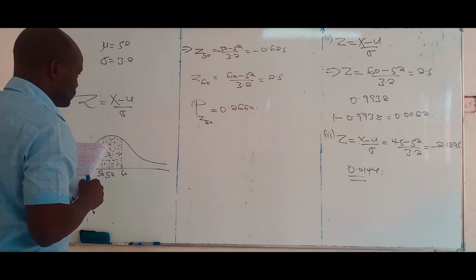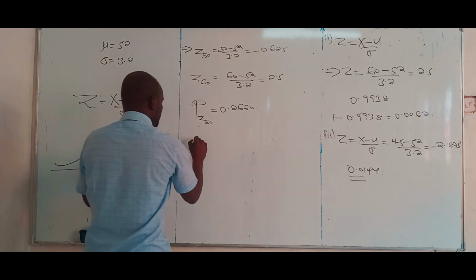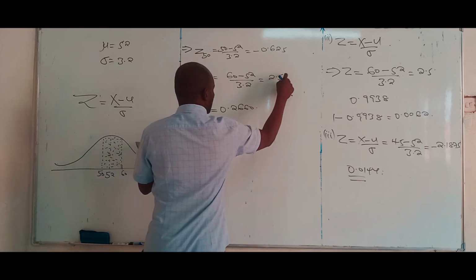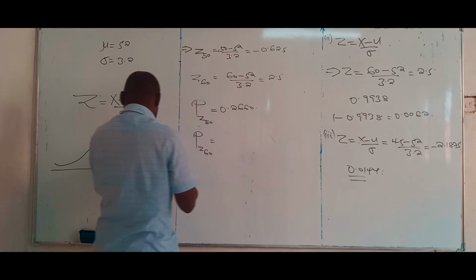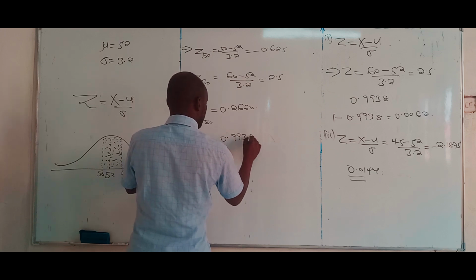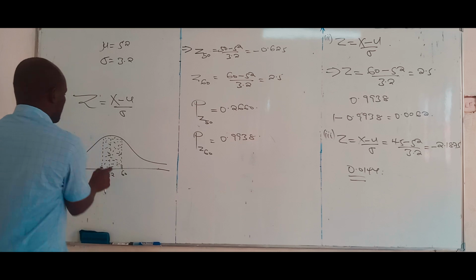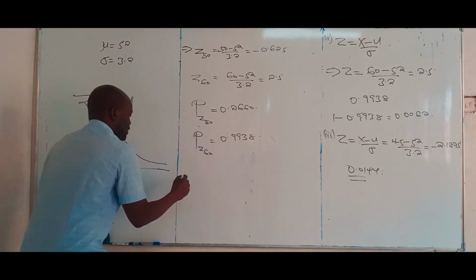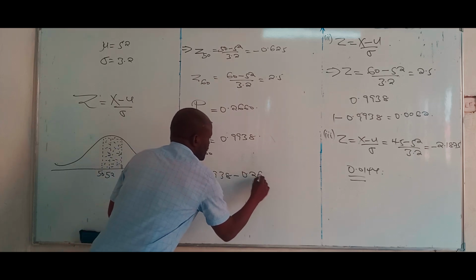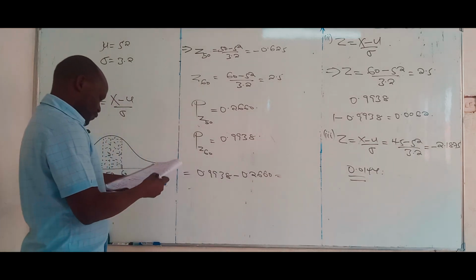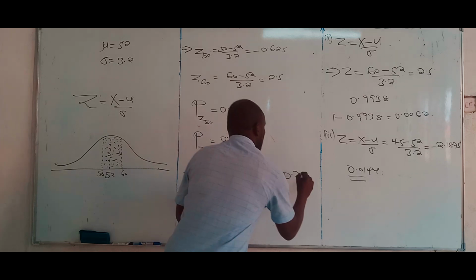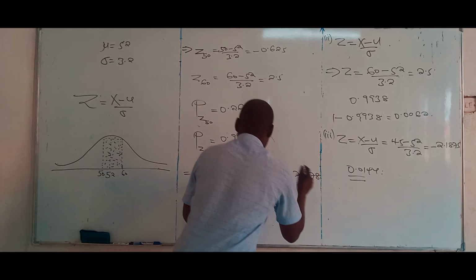Then the probability of Z of 60 will then be, if you check the probability value that corresponds to this Z, you'll see that it's about 0.9938. So if we want to find this probability here, we would subtract this from this, in which case it is 0.9938 minus 0.2660, and if you get the difference there, it is 0.7278, and that's the answer.